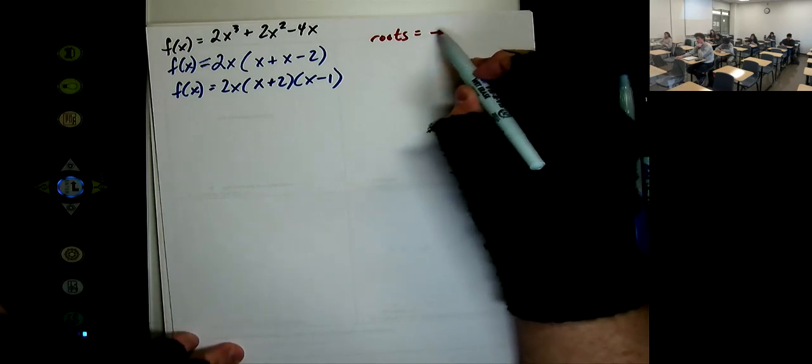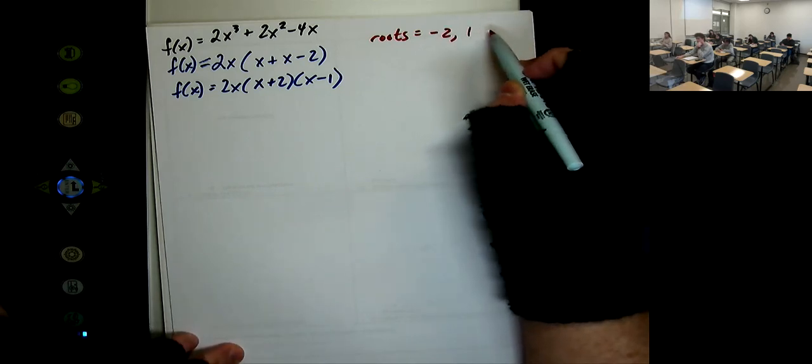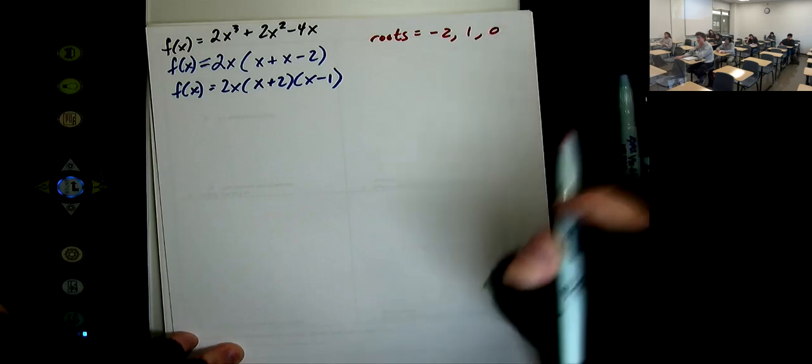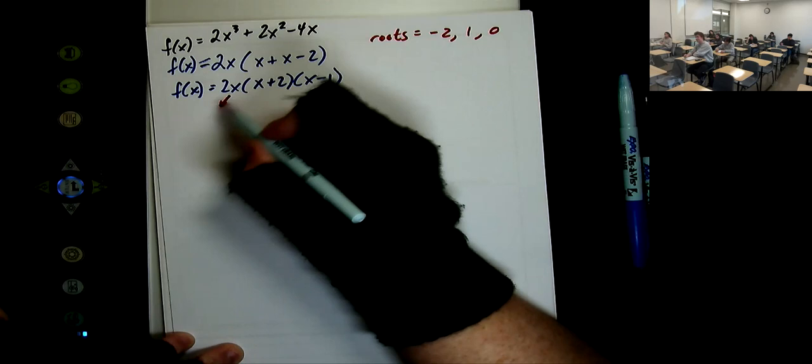Two. I'm gonna get you on the test on this one, Bennett. 0. So set each thing equal to 0.